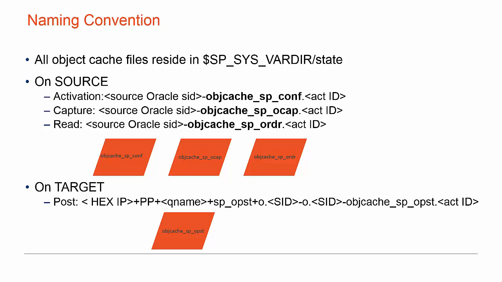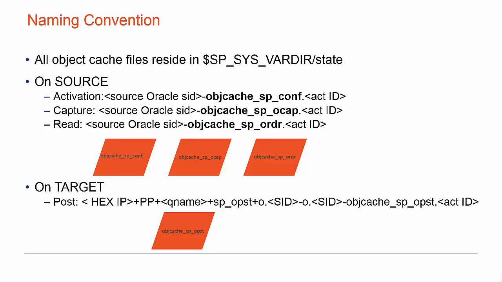spordr.activationid. On target, the post object cache is named slightly differently because it includes the hex IP value of your source, followed by two capital P letters standing for post, your post queue name, SPOPST process, your source and target Oracle SID, followed by the activation ID. At times, an object cache file on target may become missing.